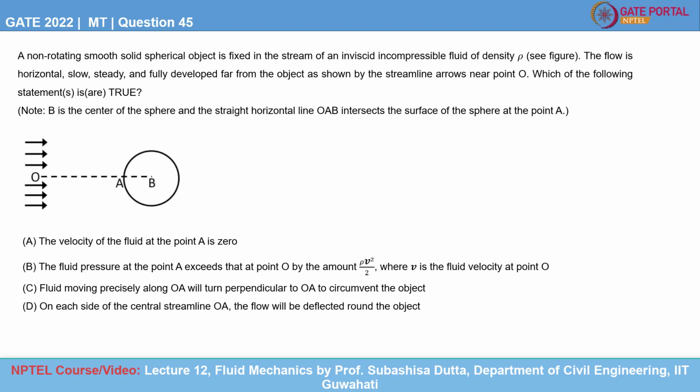GATE 2022 Metallurgical Engineering Question 45. A non-rotating solid spherical object is fixed in a stream of an inviscid incompressible fluid of density ρ. The flow is horizontal, slow, steady and fully developed far from the object as shown by the streamline arrows near point O. Which of the following statement is or are true?